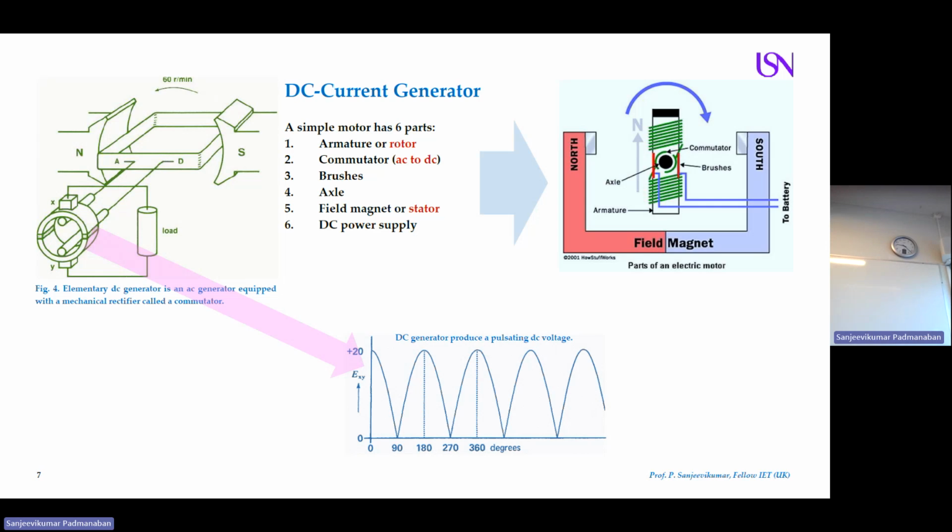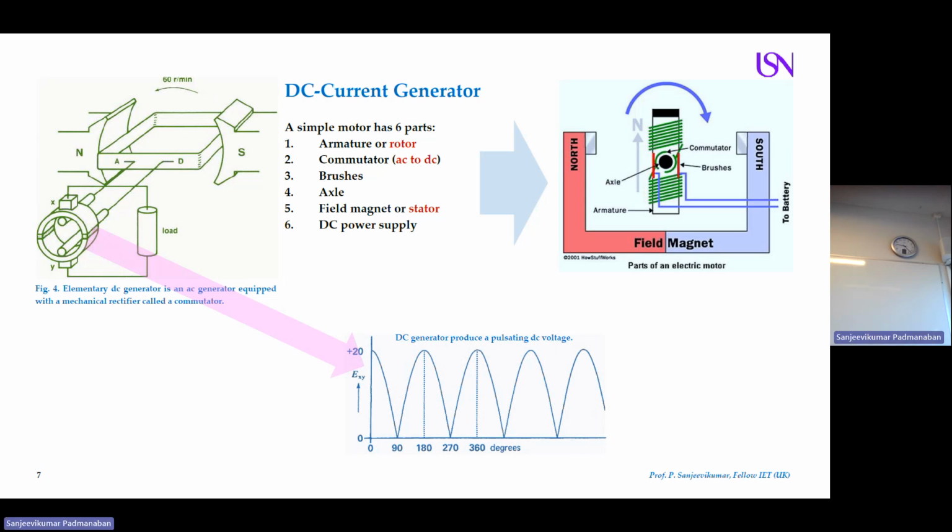You have a shift of 90 degrees. Sine 90 is the maximum. So the next 90, it is maximum again. So 90, 180, 270, plus 90, back again to 90 degrees. So it's a 360 degree revolution. You get a pulsating DC. Is it pure DC? No. Only the negative cycle is clipped off because of your slip ring. Still it is pulsating.